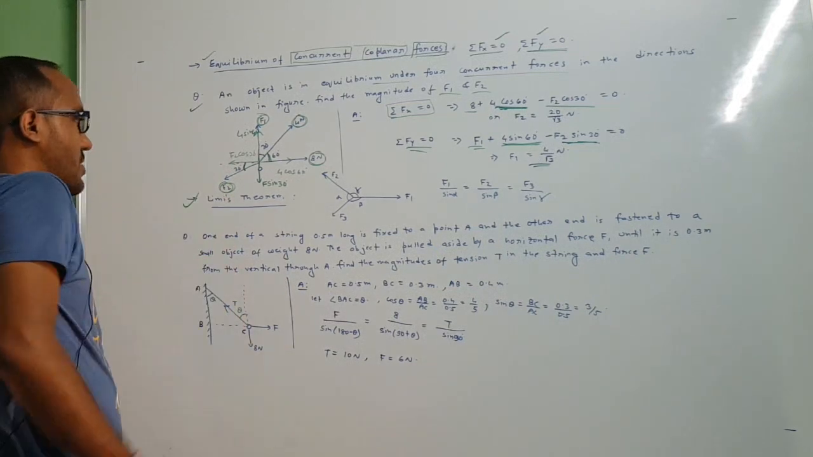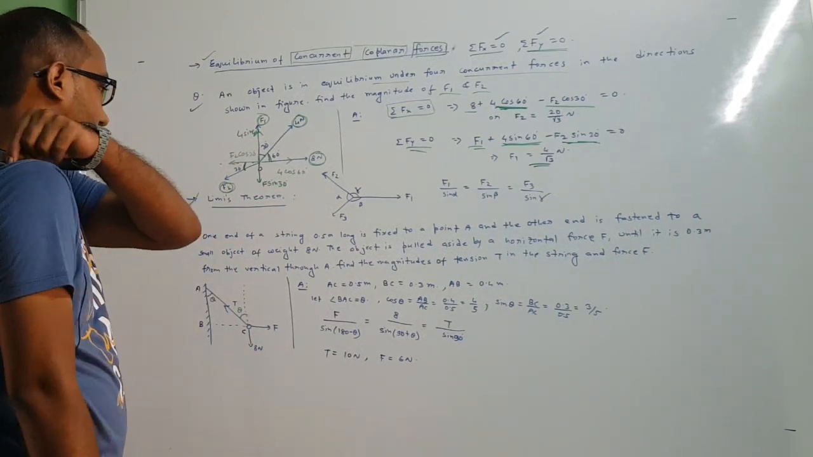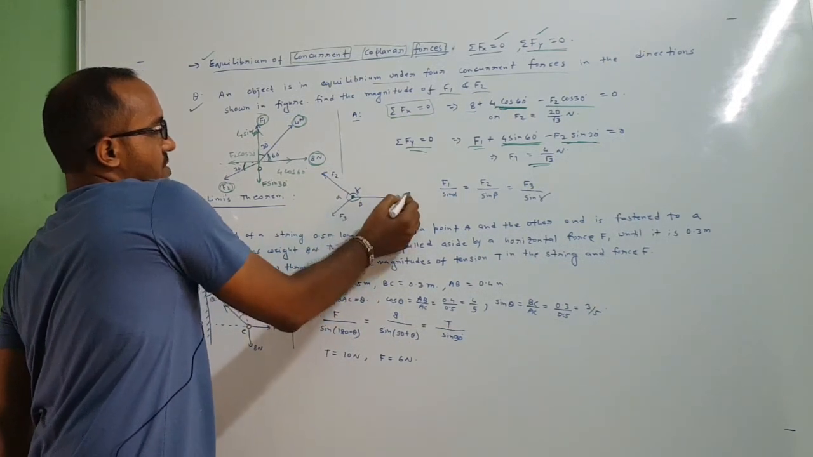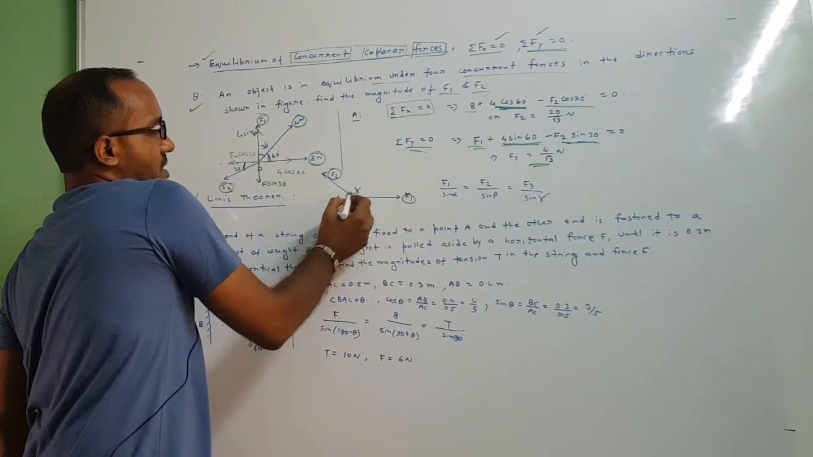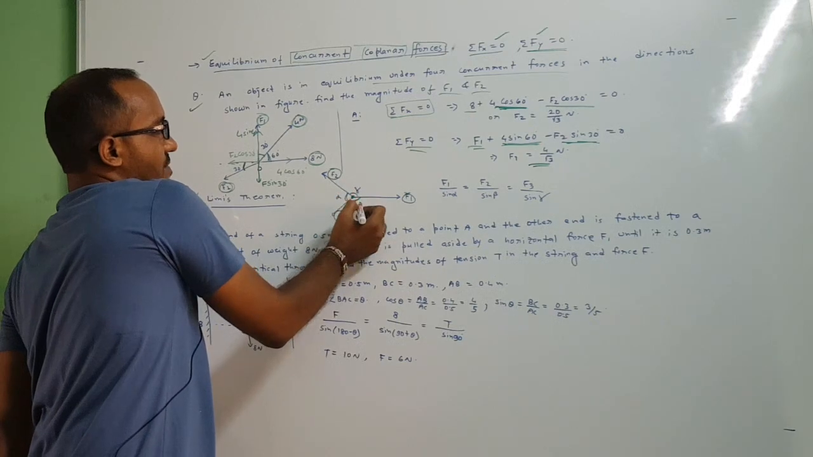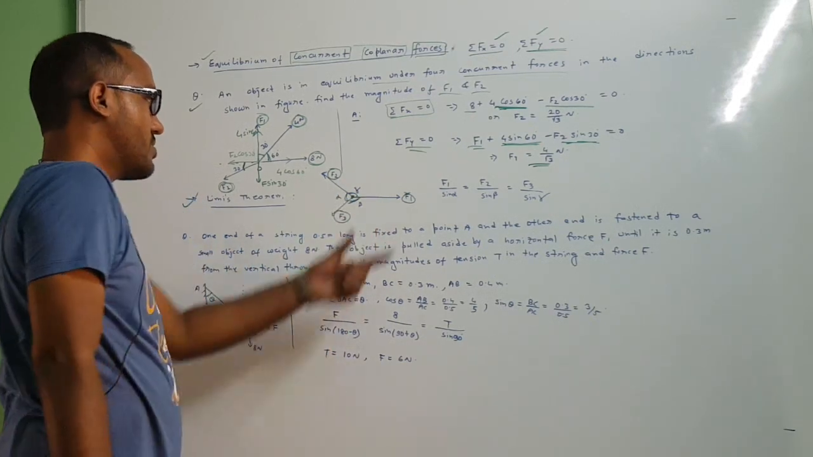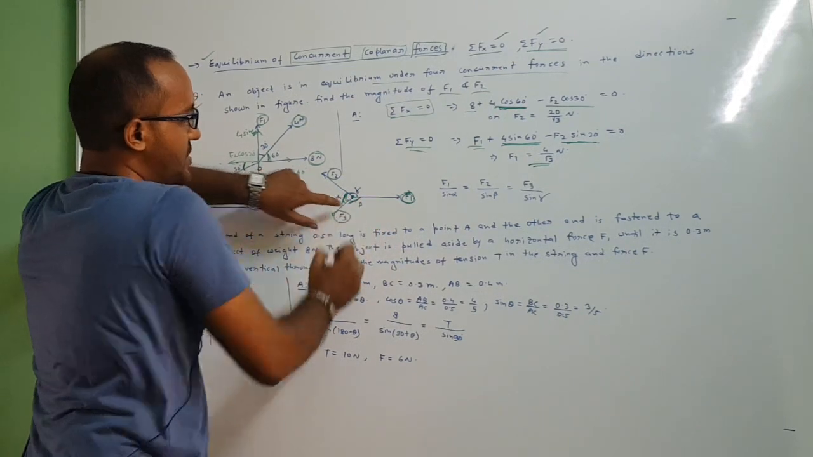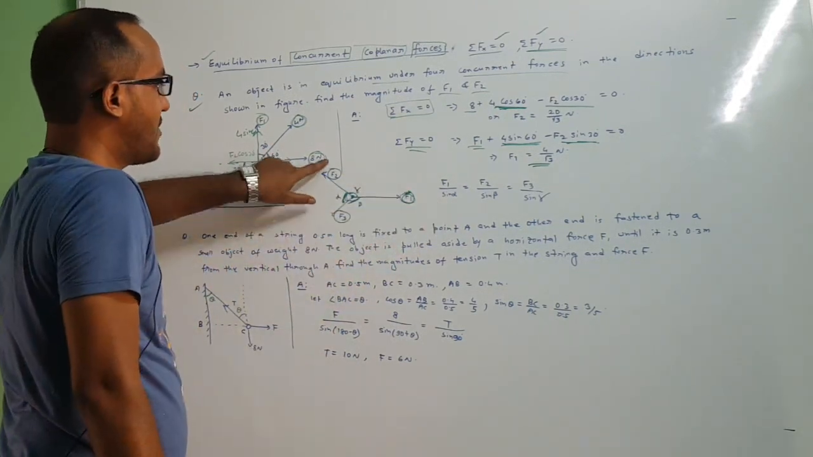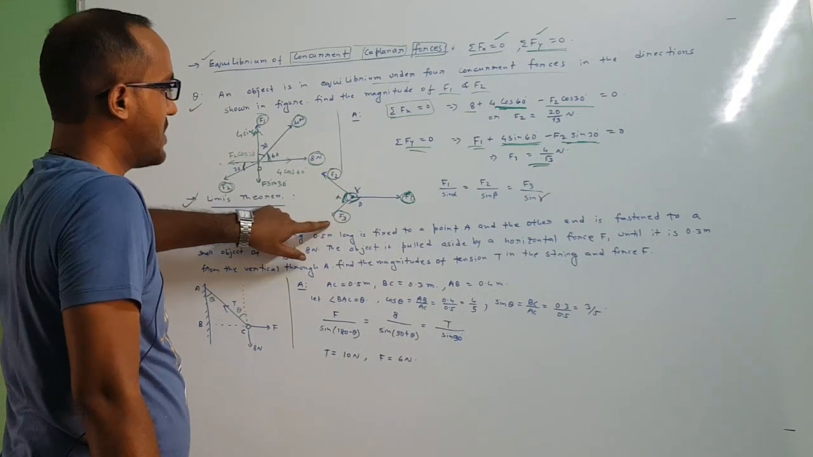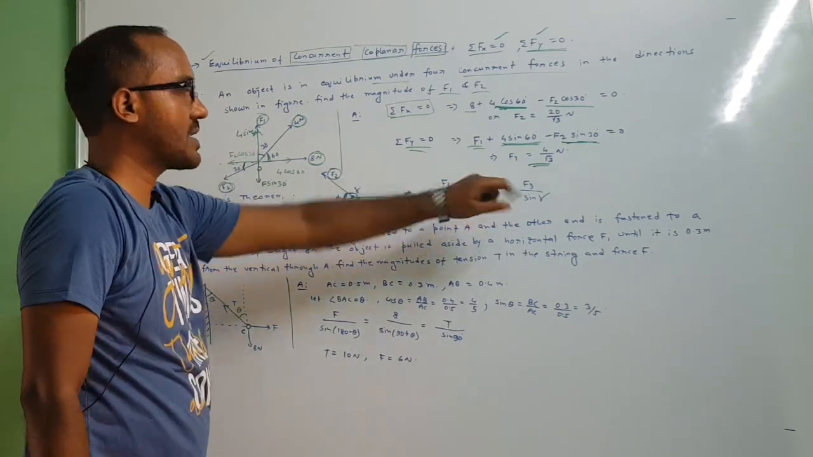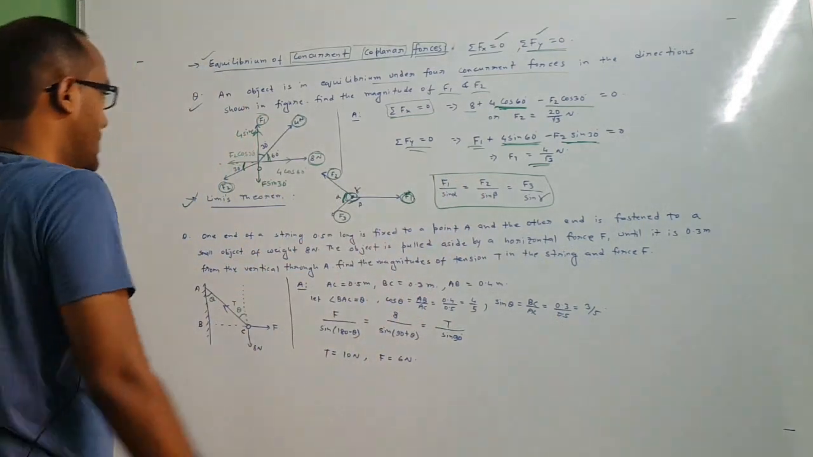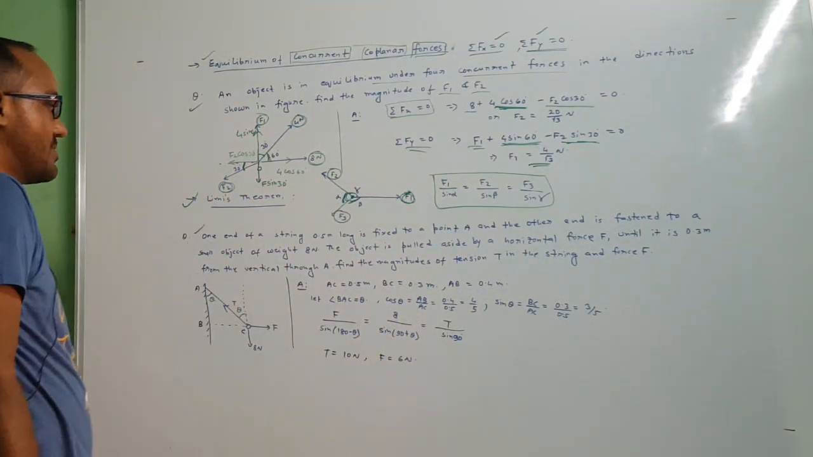Now see, Lamy's theorem we have already discussed in our board level lecture. So what is Lamy's theorem? If there are three concurrent forces F1, F2 and F3 making angles alpha, beta and gamma, then F1 divided by the sine of the opposite angle, that is sine alpha, equals F2 divided by sine beta, equals F3 divided by sine gamma. This is your Lamy's theorem. Now let's see one question regarding Lamy's theorem.